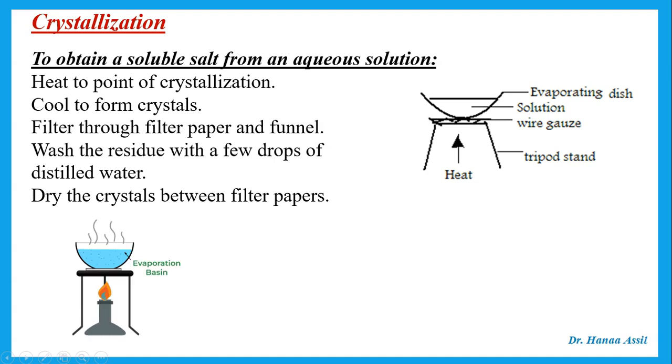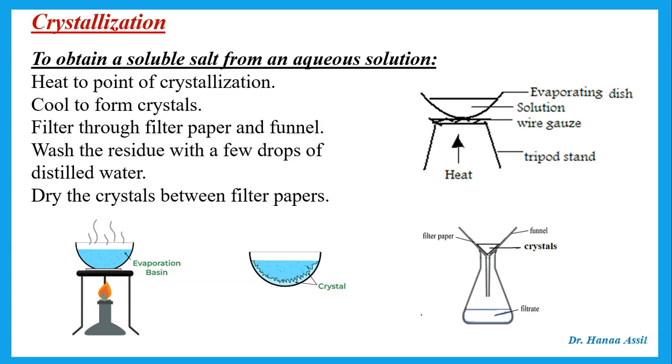So the first thing we do is heat to the point of crystallization. Then we cool to form crystals. Once the crystals are formed, then we filter the crystals through filter paper and funnel. The solution will go down as filtrate, and the crystals will remain in the filter paper as residue. So we wash the residue with a few drops of distilled water to remove any soluble impurities, and then we dry the crystals between filter papers. This is how we do crystallization, to obtain solid from a solution.